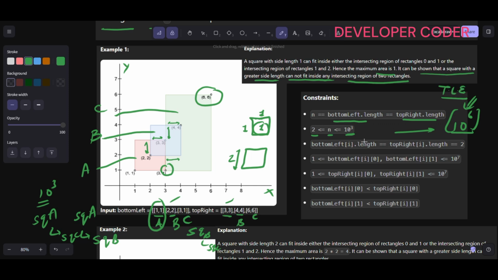So we can run nested loops. And here, if you see bottomLeft[i].length, only two values are there, x and y coordinates, and all these values range from 1 to 10 to the power 7. An important point: bottomLeft[i][0] is always going to be less than topRight[i][0]. Same way, bottomLeft[i][1] is less than topRight[i][1].